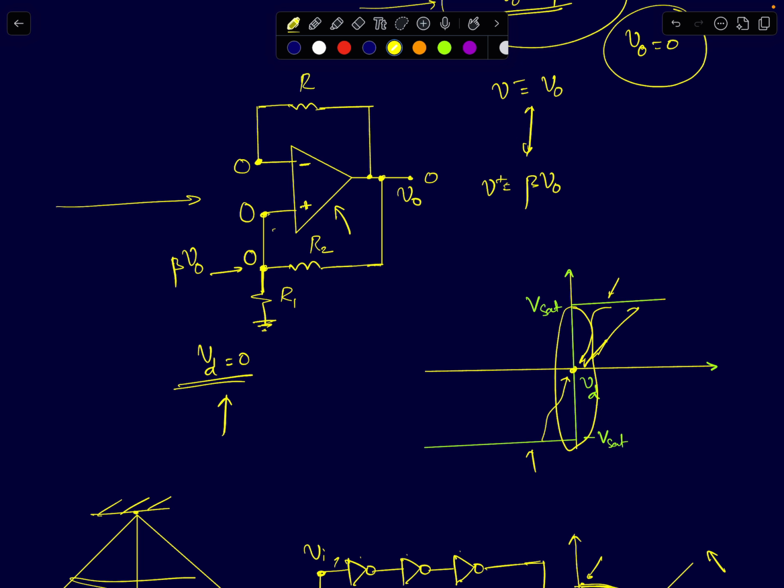If I slightly displace it in one direction, it will try to reach this 0, and in the process it might end up in a different position. On average, it will try to reach 0 volts. The output's average voltage value will be 0. So that's how this is supposed to behave, and we'll do a quick analysis of the circuit.